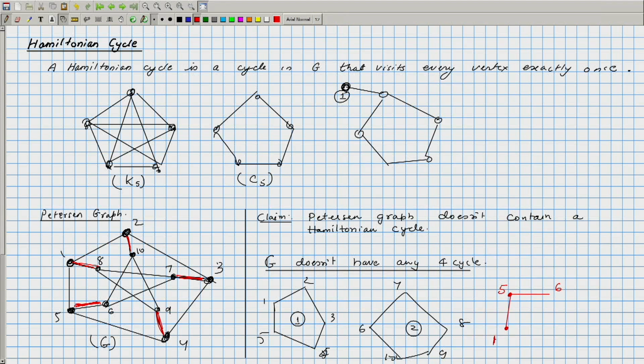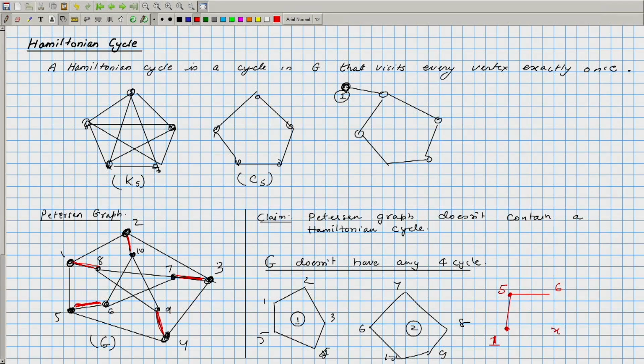So if there was a 4 cycle, 3 of its vertices are already in place: 5, 6 and 1. And if there is a 4 cycle, 6 and 1 should both be connected to a common vertex, and you can see that there is no such vertex. There is no other vertex connected to both 1 and 6, so you can't have a vertex x such that 6x is an edge and 1x is an edge. So that basically means that the Petersen graph does not have any 4 cycle.